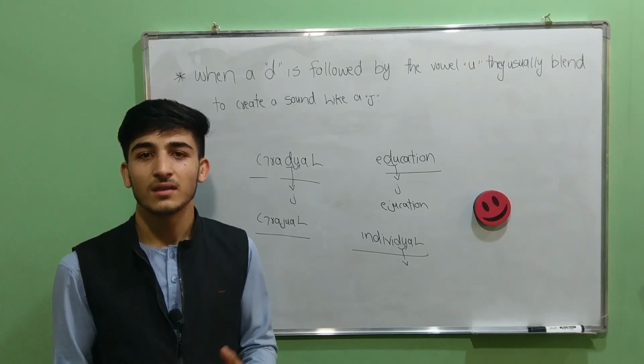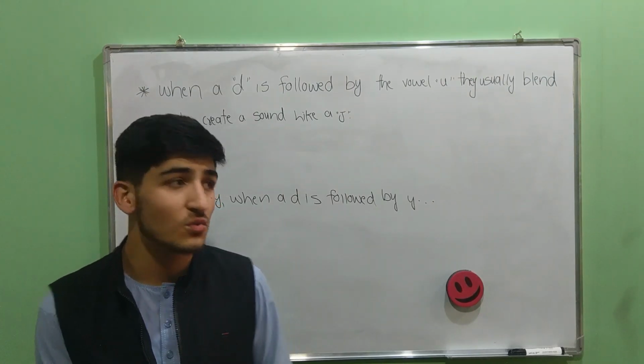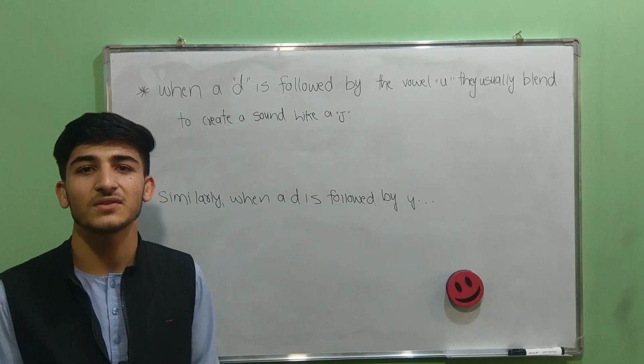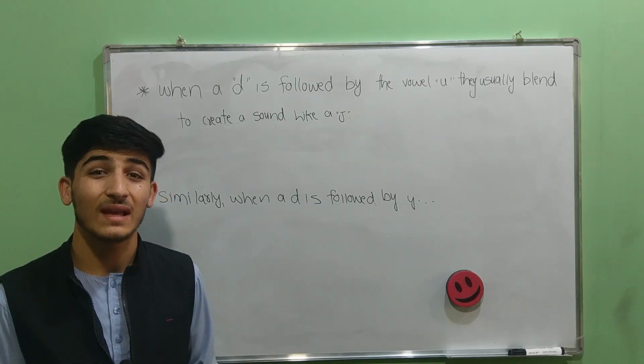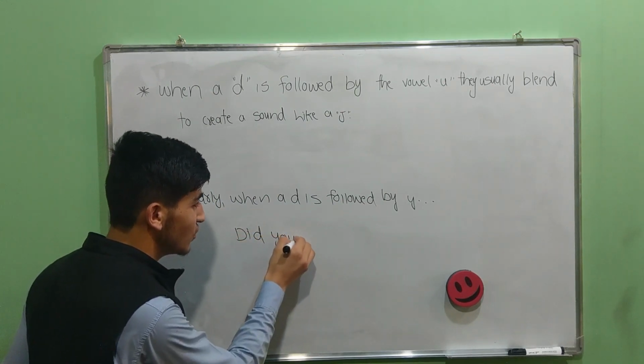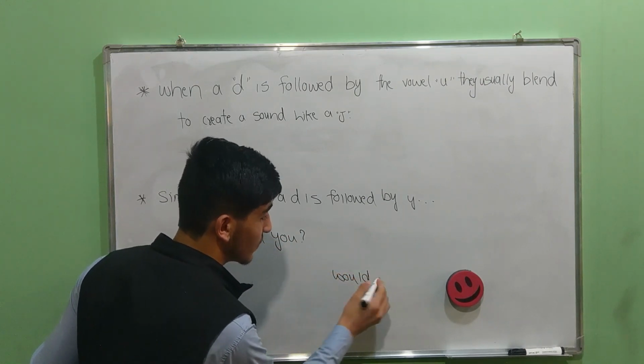So the second rule that we are going to have today is quite similar to the first one. Similarly, when a D is followed by the consonant Y, they also blend together and they produce a sound like a J. So let's try a few examples. The first one is "did you", and the next one "would you". We can have others as well: "could you".